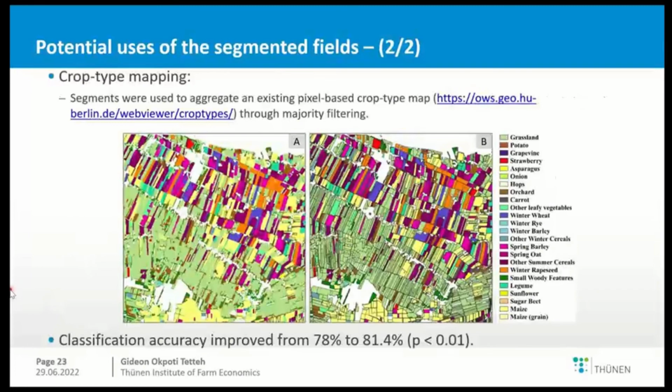A second potential use is crop type mapping. Here on the left side, you have a pixel-based crop type map, which was produced as a collaboration between Thünen, Humboldt University, and the Ländliche Institut. I overlaid my segments on it and did majority voting to produce the object-based crop type map here. As you can see, the salt and pepper noise in this image has been removed from the object-based crop type map. But more importantly, the accuracy increased from 78% to 81%.